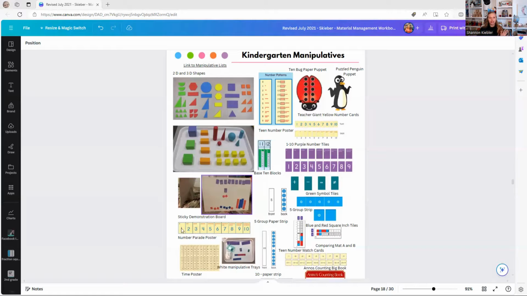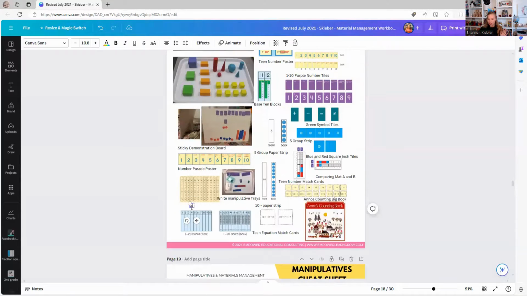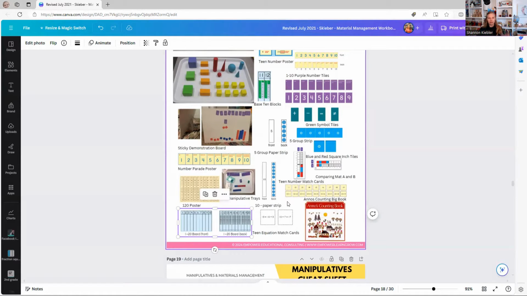Now for posters, you're going to get the number parade poster, and this is the 120 poster. The 120 poster is used every single day. It should be up in your room, modeled. Even if you're using digital tools, you're going to want the 120 poster. It is like having an alphabet chart up for kinders. It's the same thing for the 120 poster for numbers. We never take it down, even if we're using digital assets during those daily routines.